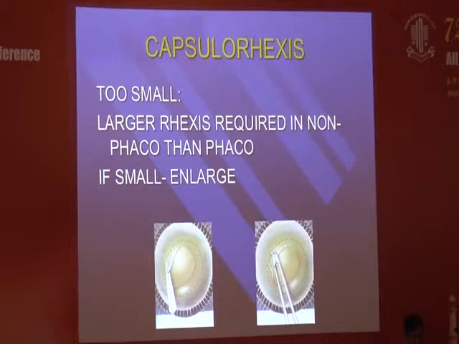Once you extend, then there is no concept of the bag. So beforehand your rexis should be larger than in phaco. Why? Because in phaco you are making pieces. Here you are removing the nucleus. The nucleus is 7 mm by 4 mm, larger in size, and because of that it should be a minimum 6 mm rexis, minimum 6 mm, and that will help you.